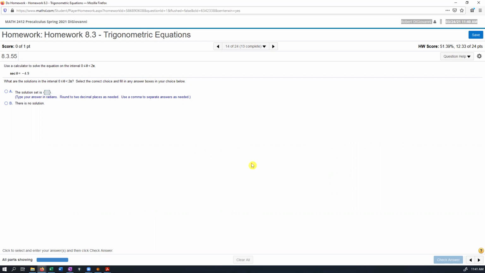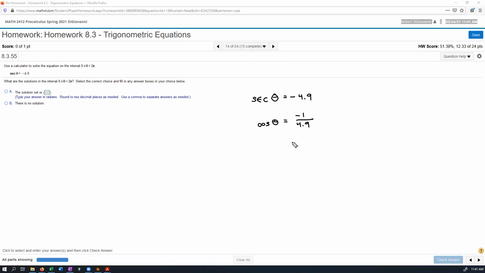All right, so secant theta, so check this out. This is what I said in class that we didn't get a chance to do. So it says use a calculator to solve this problem. Secant theta equals negative 4.9. So this means that cosine theta is equal to the reciprocal of this. The reciprocal of this is negative 1 over 4.9. I'll do it that way.